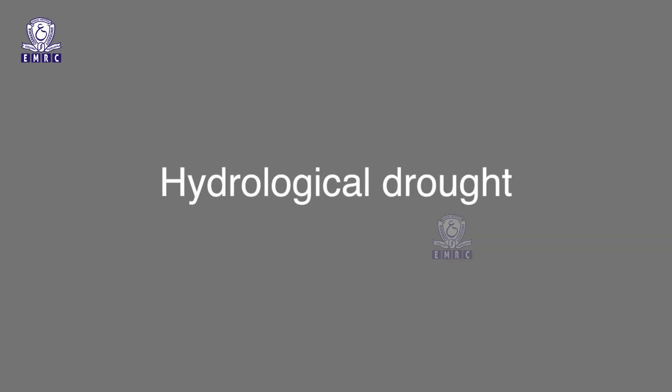The hydrological drought. A hydrological drought occurs when a lack of rainfall persists long enough to deplete the surface water, the rivers, reservoirs or streams, and groundwater supplies.